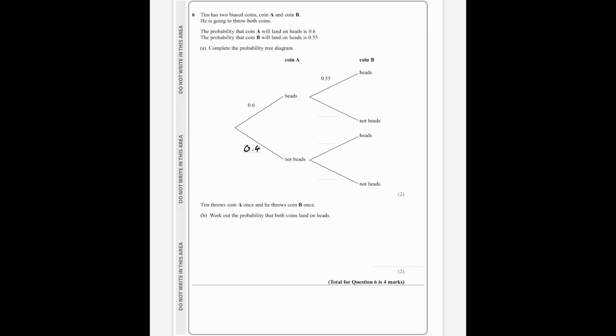For the probability, 0.6, we need to add 0.4 to that to make it 1. For the second row, we're adding 0.45 each time to make it 1. And then heads and heads is 0.6 times 0.55, which comes out as 0.33 for that one.